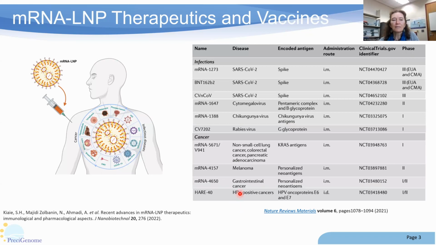Since the success of COVID-19 mRNA vaccines, more and more therapeutics and vaccines based on mRNA lipid nanoparticles have been developed. The table here summarizes recent clinical trials of mRNA lipid nanoparticle vaccines against infectious diseases and cancers, such as COVID, rabies virus, melanoma, or HPV cancers.